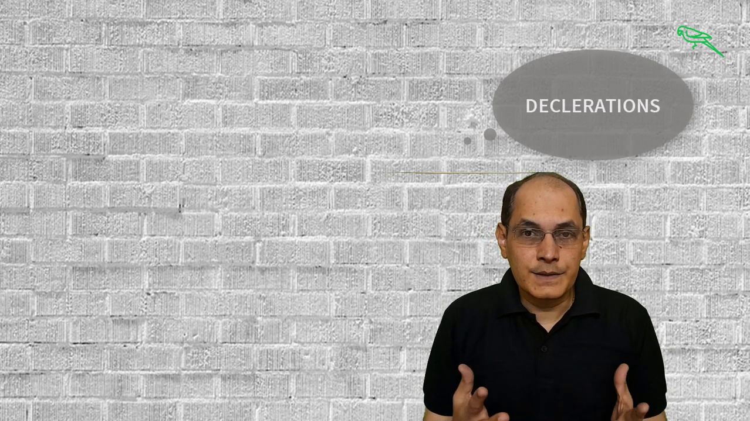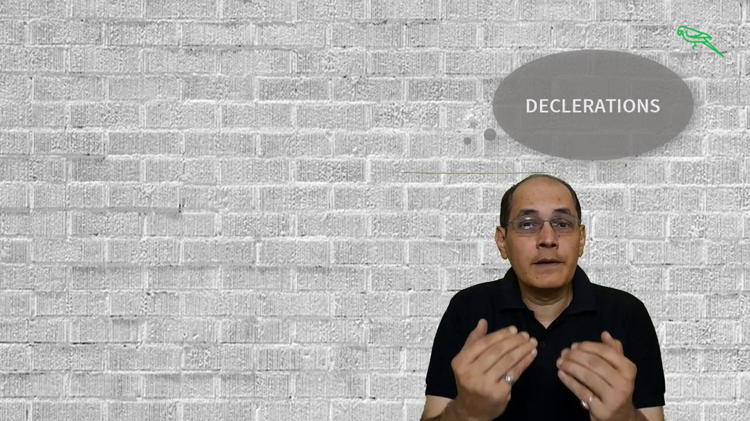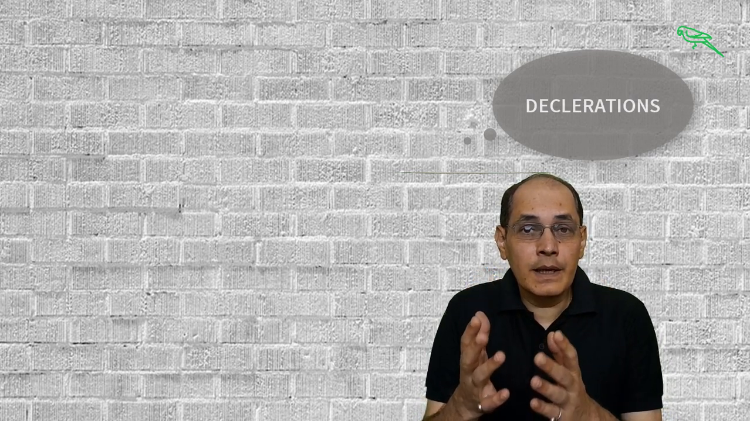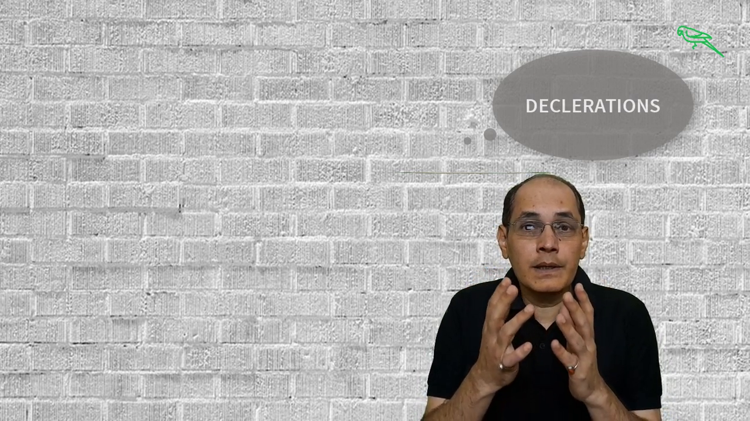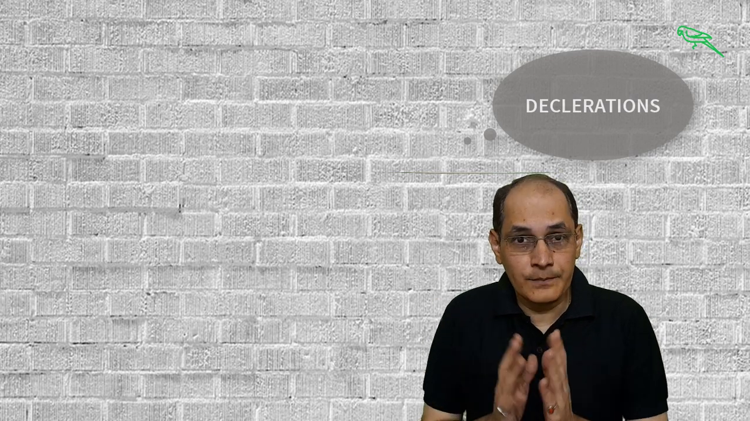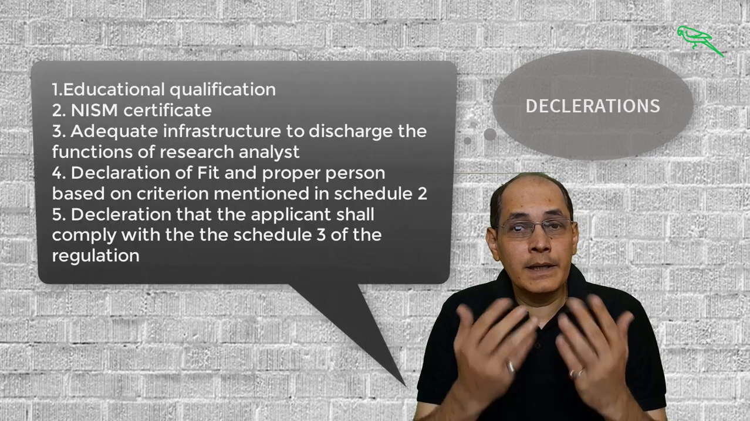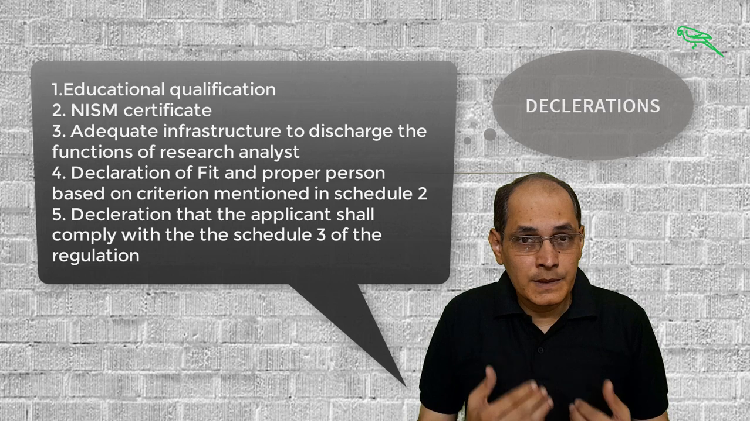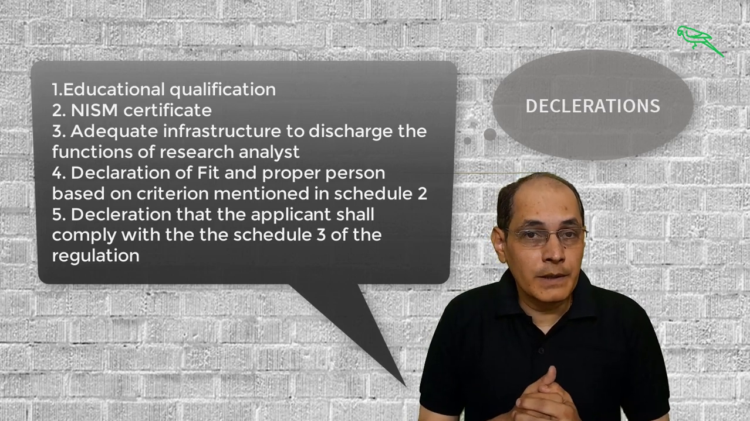Next is declarations. In declarations, you will have to personally declare that you comply with the SEBI Research Analyst regulation as well as the SEBI Intermediaries regulation. So there are 5 declarations at the present moment. Let us go one by one.